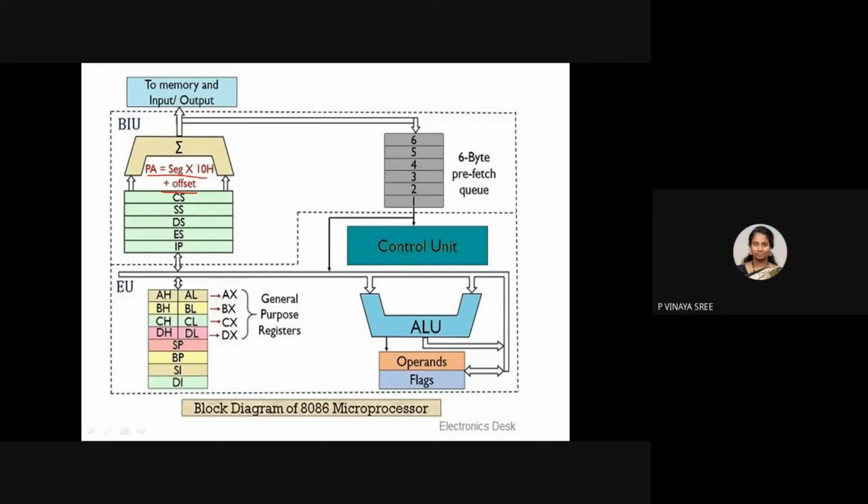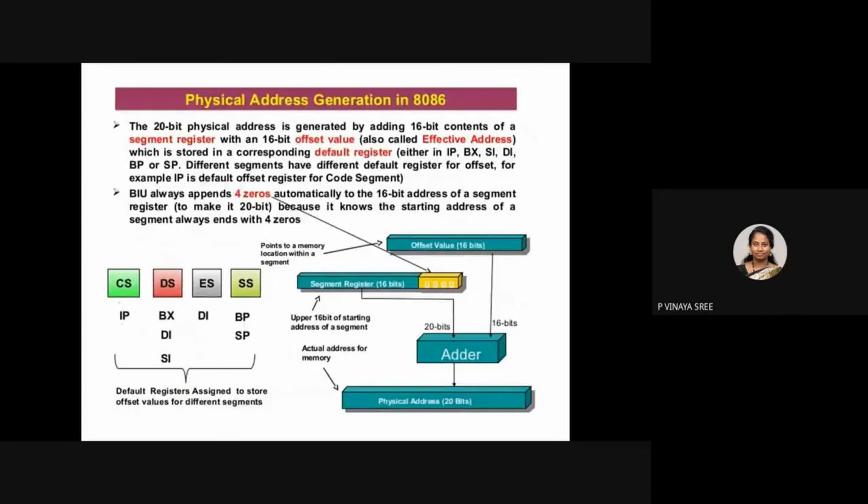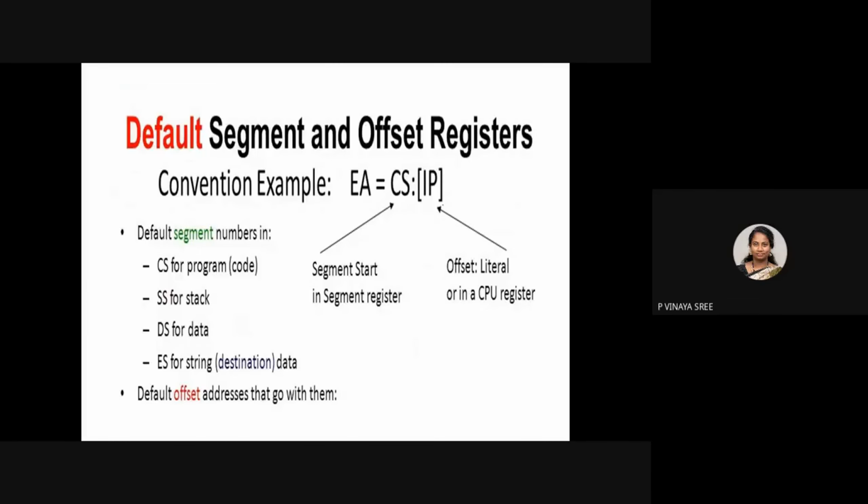It will be incrementing if it is an instruction pointer, and if it is a stack pointer also it will be incrementing, and the others will be based on the location, placing those values. Now let me go for data segment and offset registers. So if I am selecting a code segment, the corresponding offset register will be IP. So I've selected an IP.